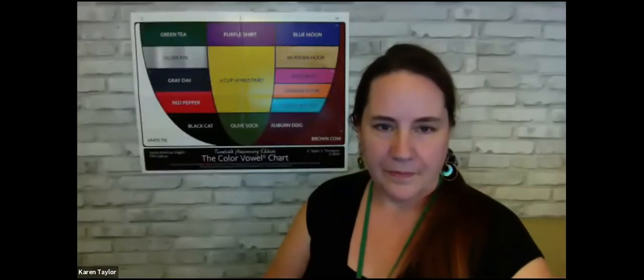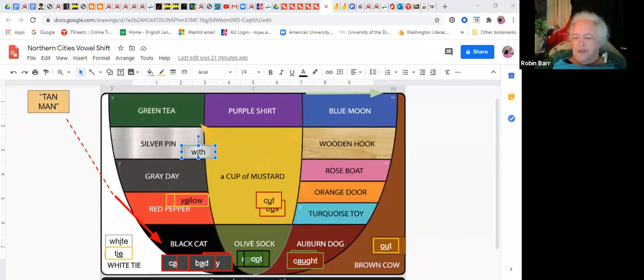Can I share my vowel chart with you? Sure. Okay, let me share the screen. Because look what I've got here. It's very cool. Okay. Can you all see this? This is the Northern Cities Vowel Shift, it's called.